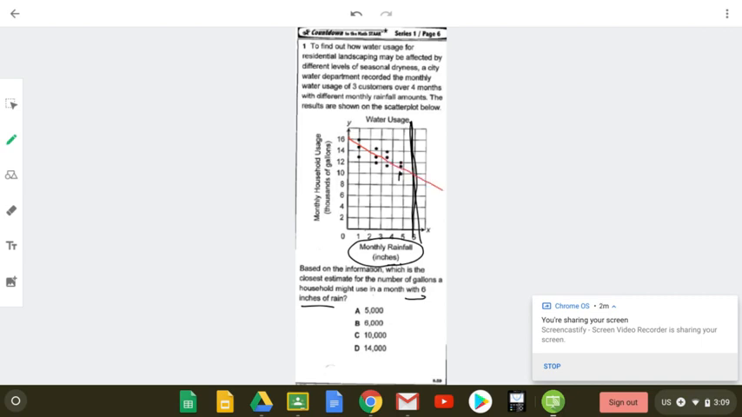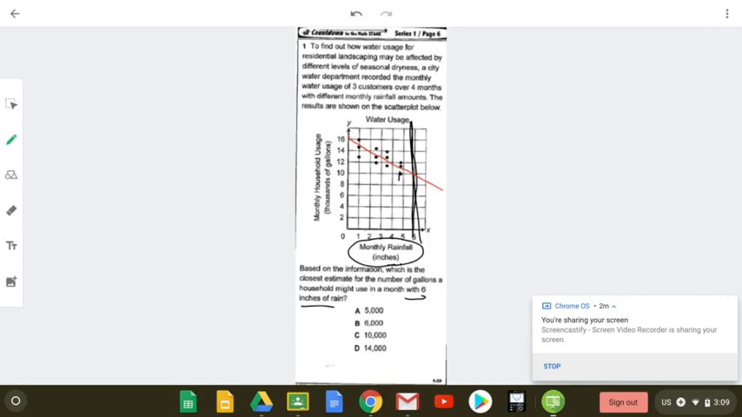Now, here's what you want to understand. You want to make a reasonable conclusion based off of what the answer choices say. So at 6 inches of rainfall, it looks like I'm around 10, maybe between 8 and 10, somewhere along those lines.